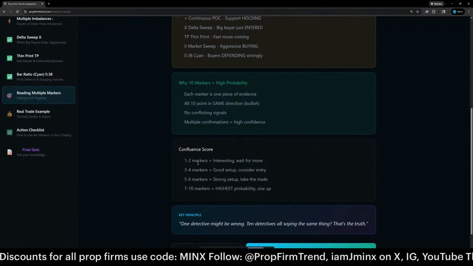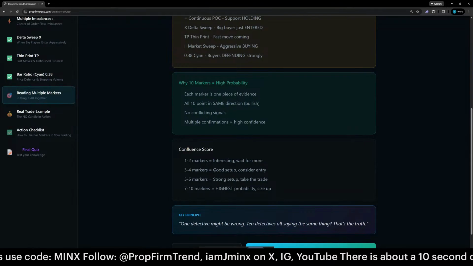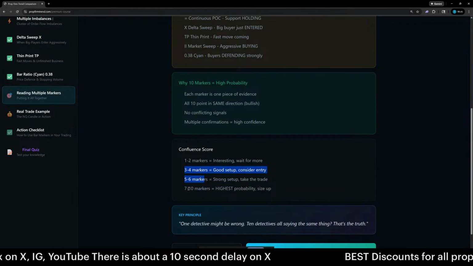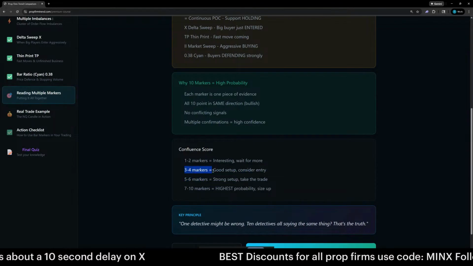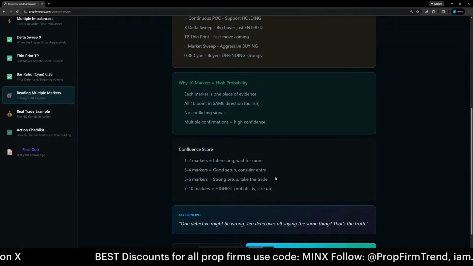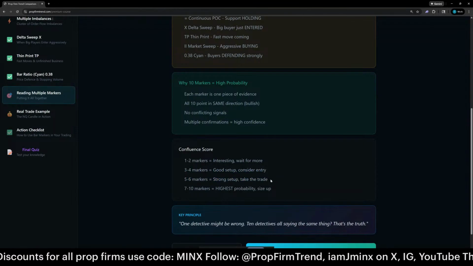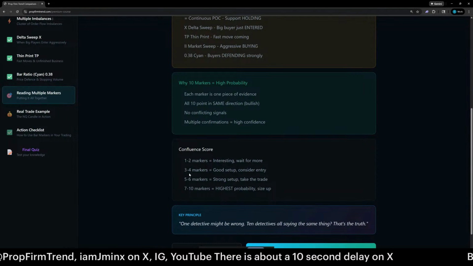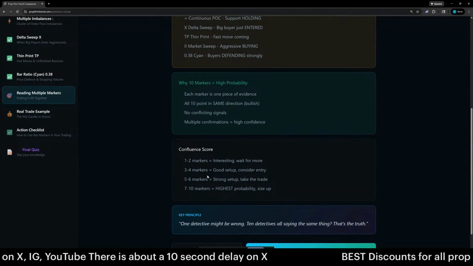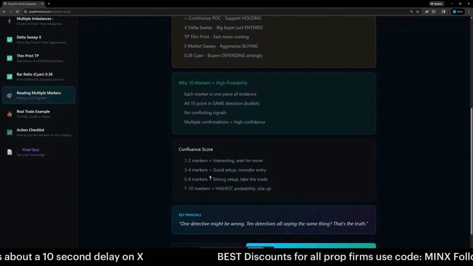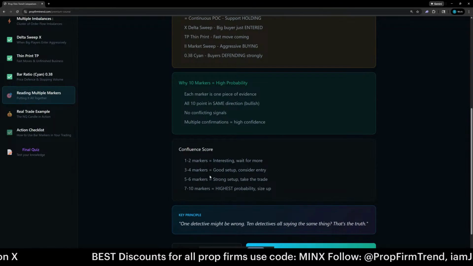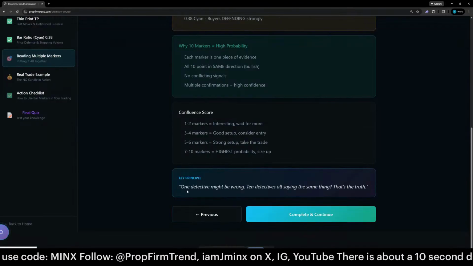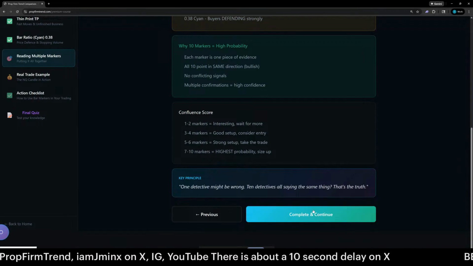If it's got 1 to 2 markers, I don't really pay attention. 3 to 4 markers, I look at the 3 to 4, 5 to 6, 7 to 10 majority of the time, but especially if we are around a key level, then I will look to see. If we are around my key level, obviously I'll watch for price action, and then I will see how many bar markers we have and which ones are coming through. If it's a stronger setup, I'll take the trade. But key principle: one detective might be wrong, but 10 detectives all saying the same thing, that's more of the truth, right?